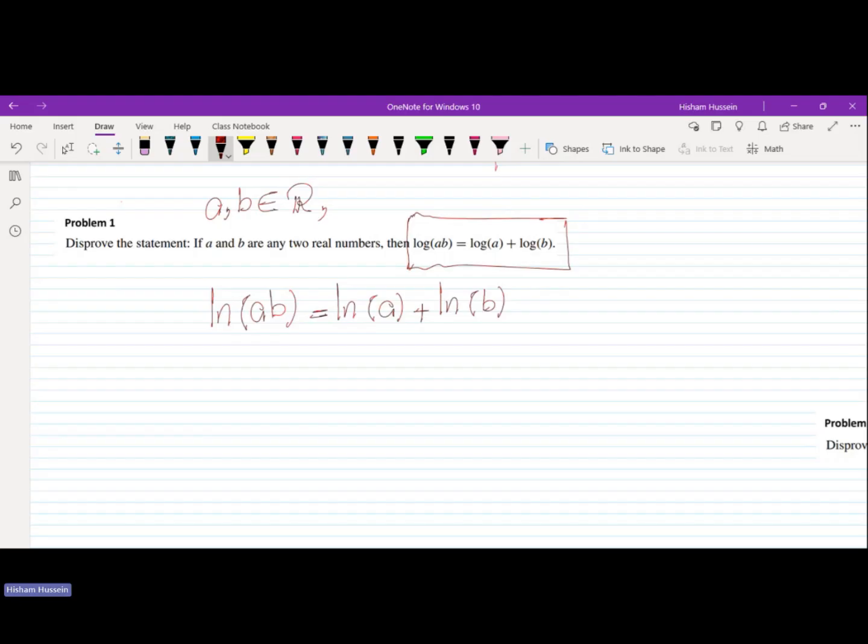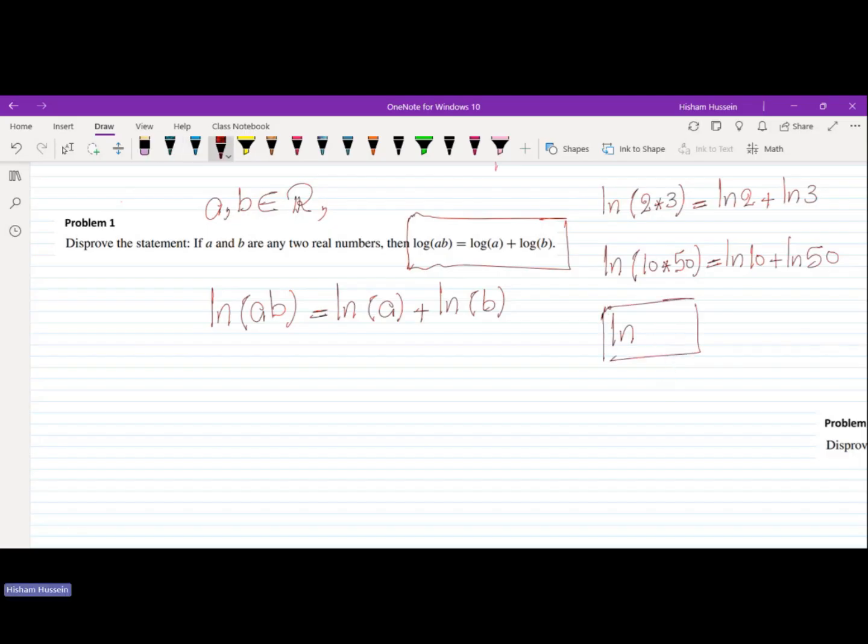In general, this statement works for any real numbers on condition that these real numbers belong to the domain of the ln function. ln of 2 times 3 equals ln 2 plus ln 3. ln of 10 times, for example, 50 equals ln 10 plus ln 50. But this is not the case. ln has a problem with negative values. The domain for ln x is that x has to be greater than 0. This is the form of the ln function.